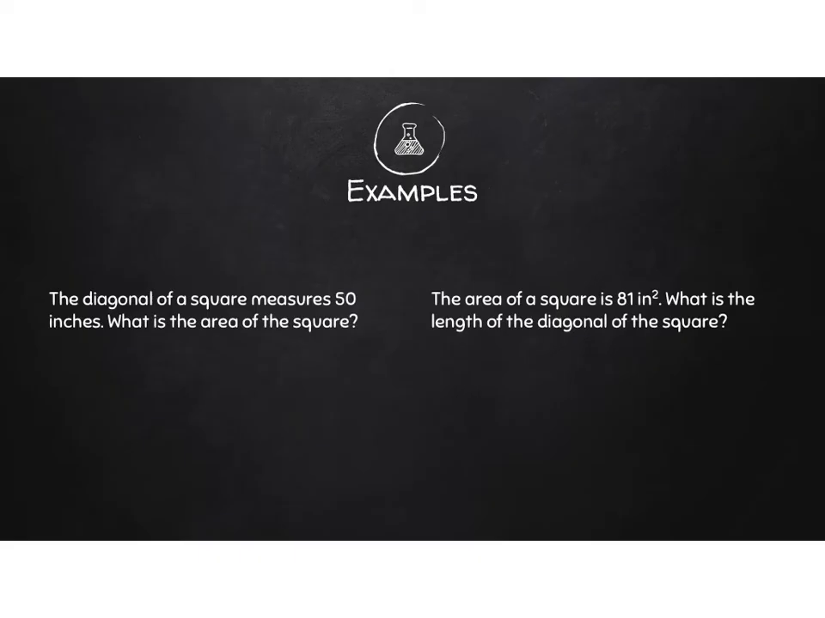All right, let's look at another example. The diagonal of a square measures 50 inches. What is the area of the square? So we're trying to find area. That's going to be very important.